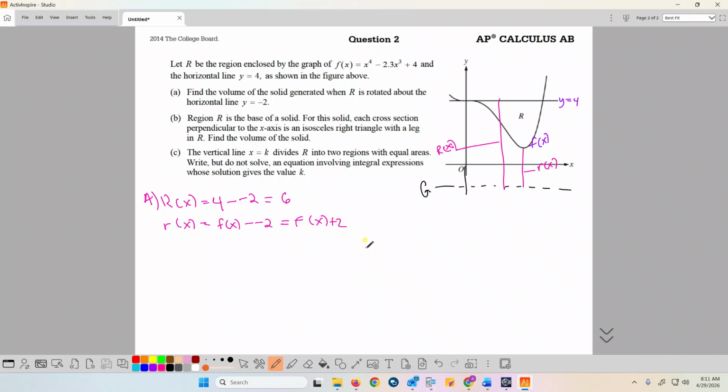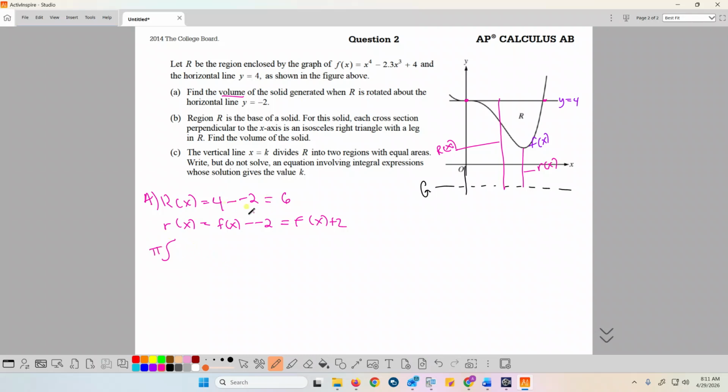But again, this is a washer method. Find the volume means integral of the area. The area of a circle is pi r squared. But we have to do pi r squared minus pi r squared, because we have 2 circles here. So what we're going to do is take the integral. This one goes from here to here. We'll find those bounds in just a minute. Don't forget about your pi, because we're spinning around and around.